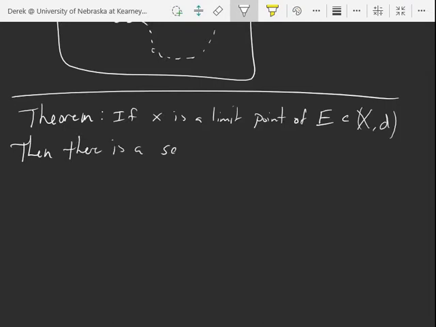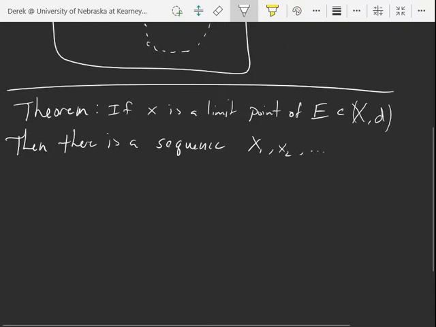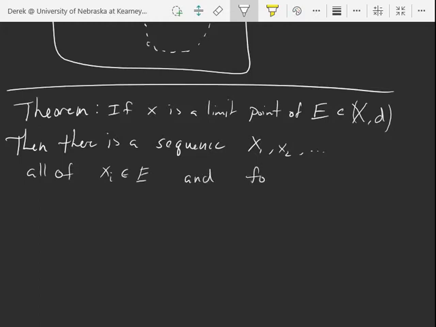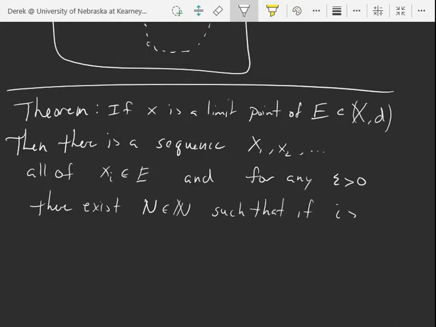there is a sequence x1, x2, dot dot dot, all of which, the xi's are inside of E, and for any epsilon bigger than 0, there exists n in the natural numbers such that if i is bigger than n, xi is in the neighborhood of size epsilon around X.